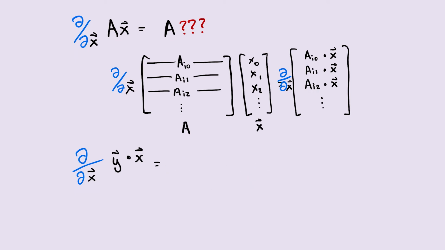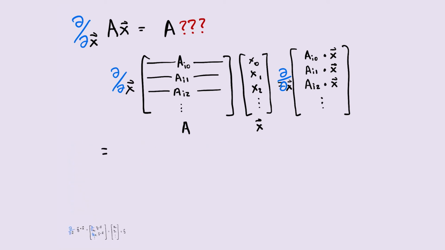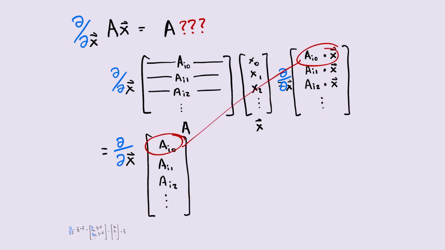And so if we apply this derivative element-wise across the whole vector, we can see the result is just going to be y transpose. The transpose is hard to see, but it's going to allow things like the chain rule to work as we expect. Anyway, we can apply this new derivative we just learned to the dots between the rows of A and X. And we can see that the result we get is in fact A.